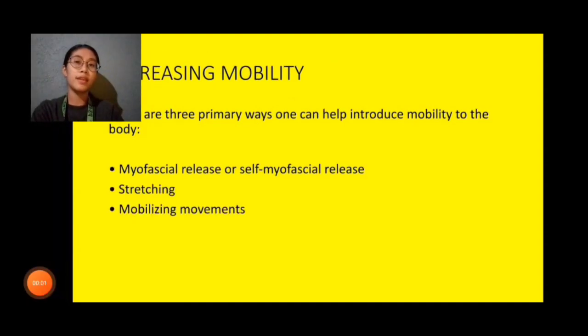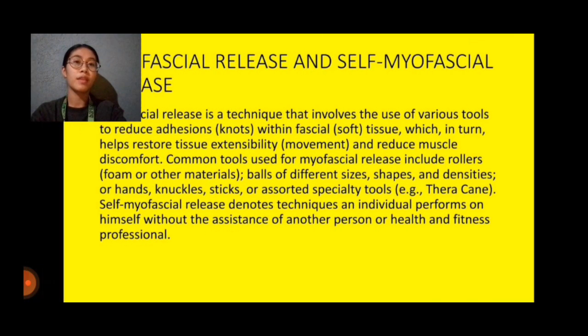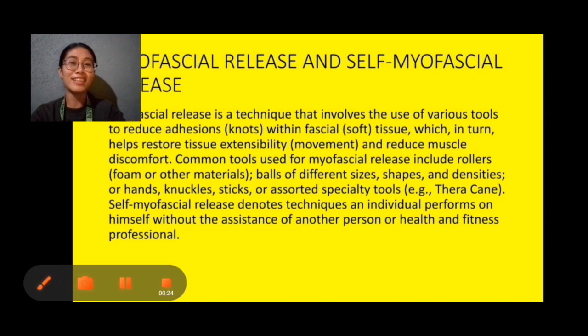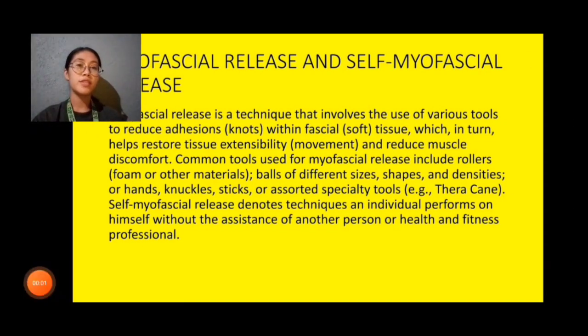The next one is increasing mobility. There are three primary ways that can help introduce mobility to the body. First is myofascial release or self-myofascial release. The second one is stretching, and the last one is mobilizing movements. Then, myofascial release and self-myofascial release.